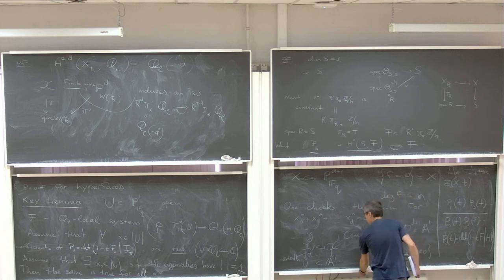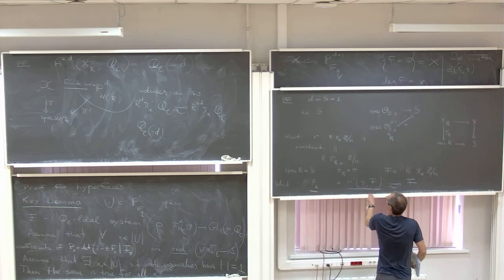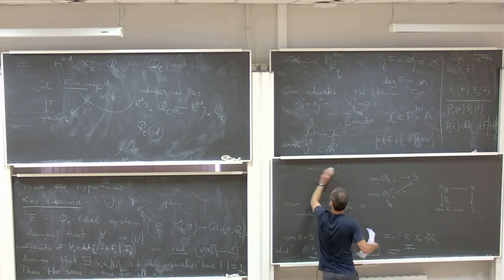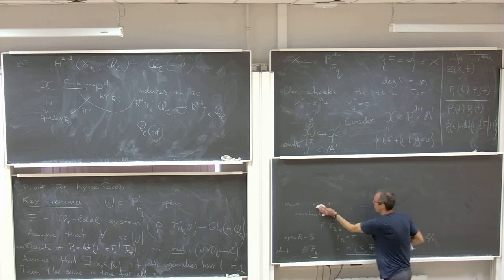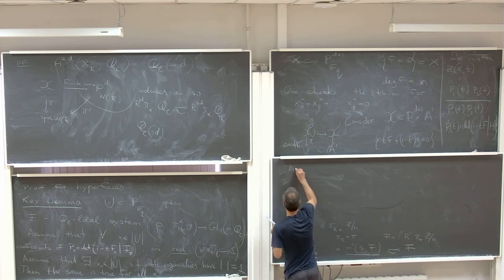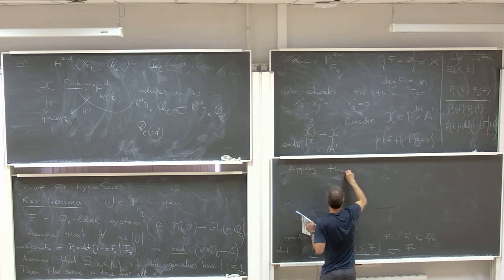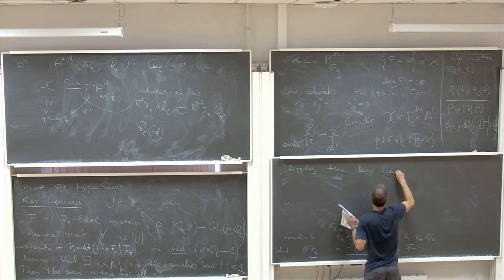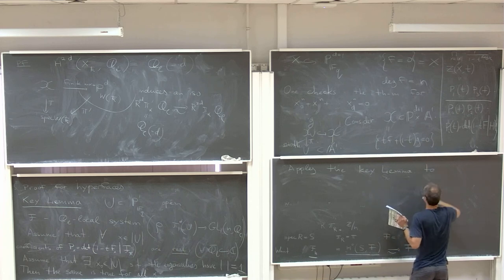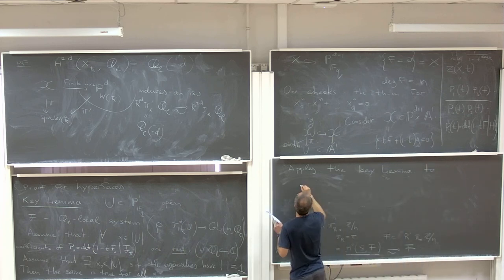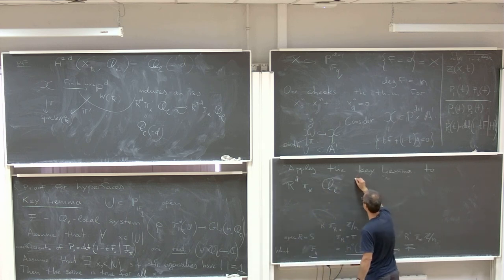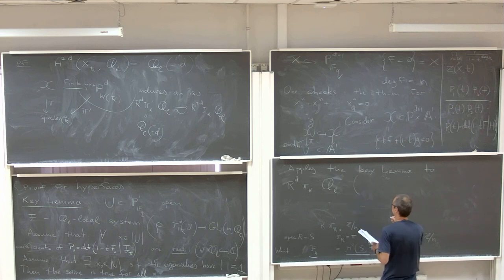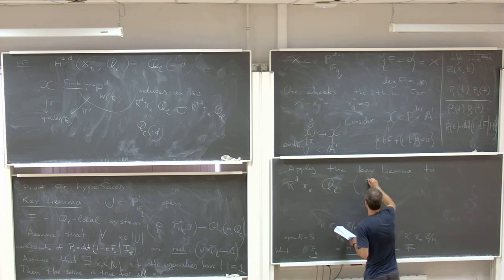And then, to complete the proof, you apply the key lemma to this R^d pi_* of Q_l, shifted by d over 2.